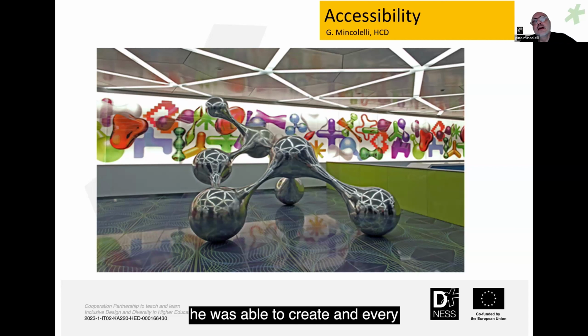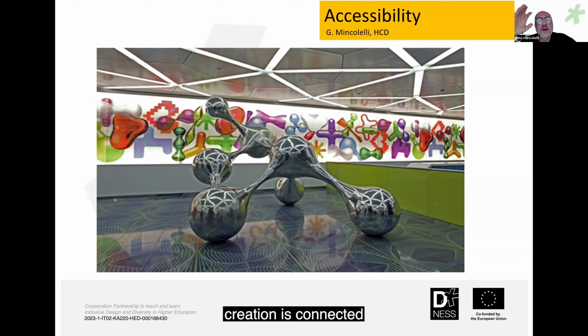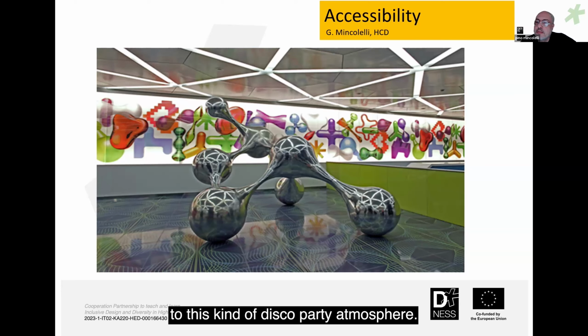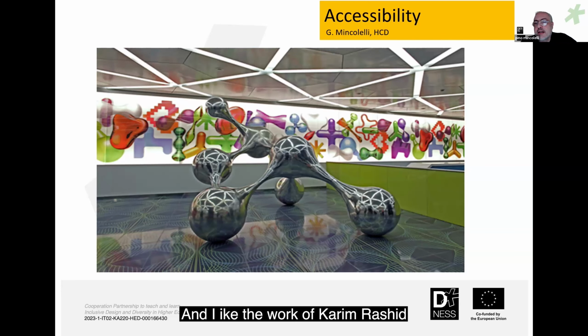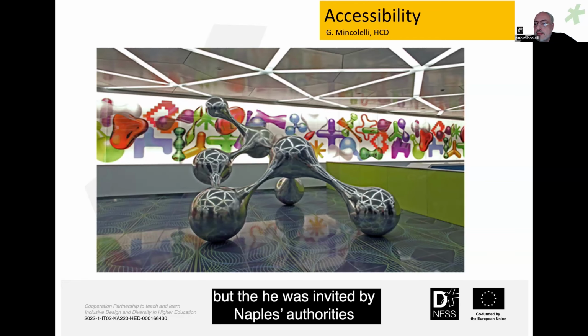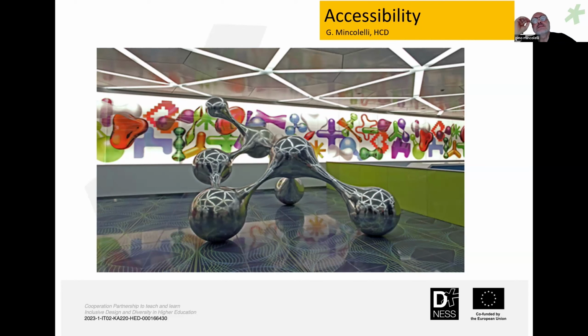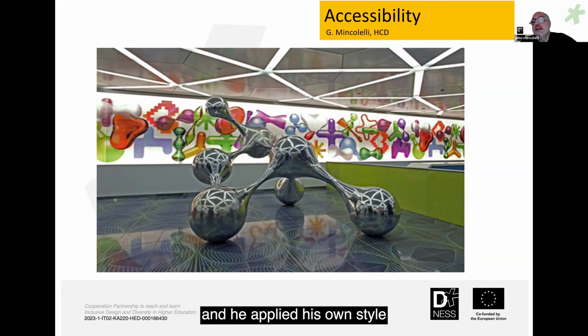His parties were wonderful also because of the scenography he was able to create. And every creation of Karim Rashid is connected to this kind of disco party atmosphere. And I am happy for that. I like the work of Karim Rashid when it deals with private choices. But he was invited by the Naples authorities to design a public space like a metro station. And he applied his style.